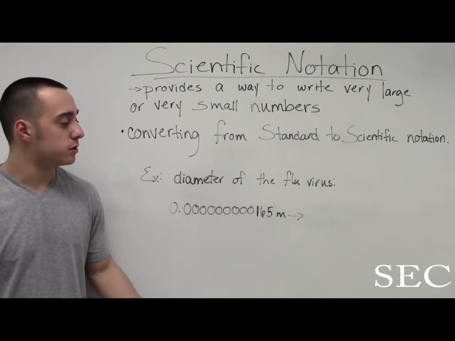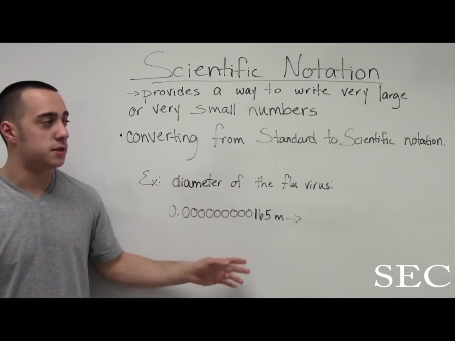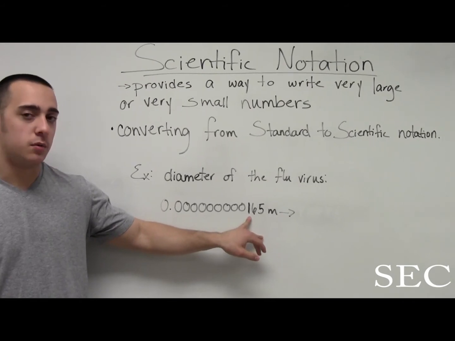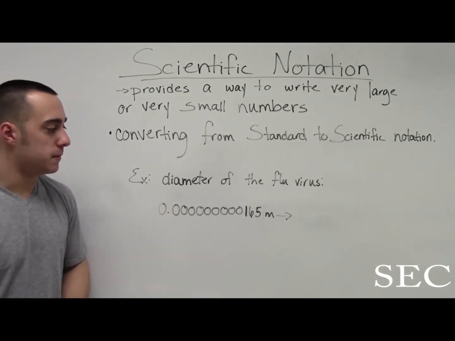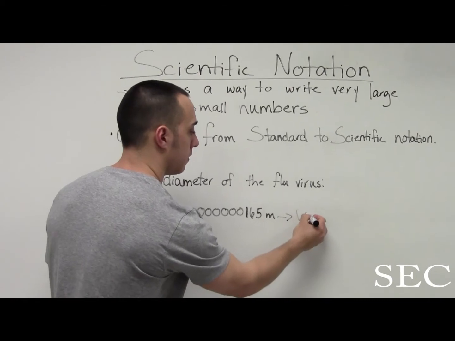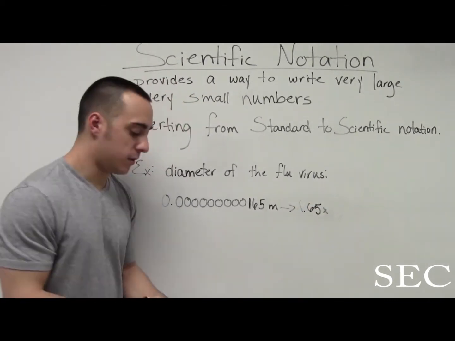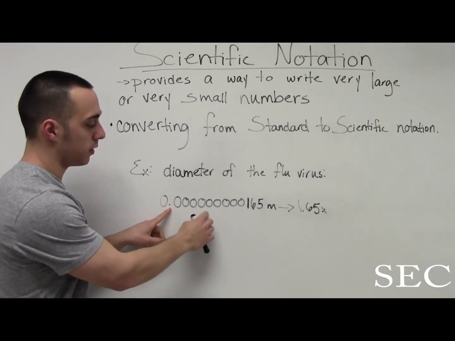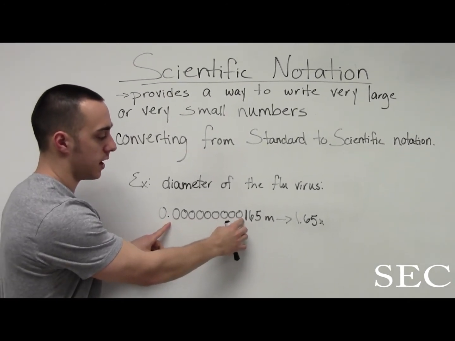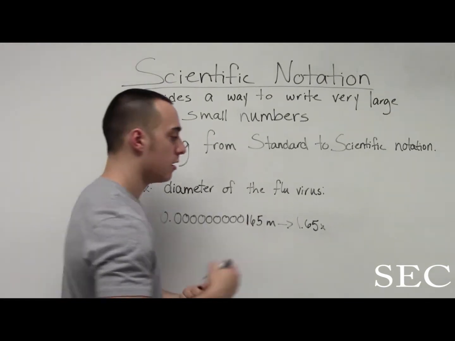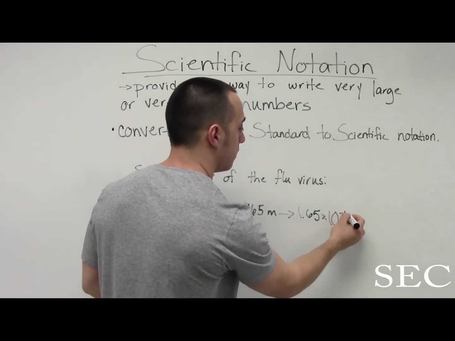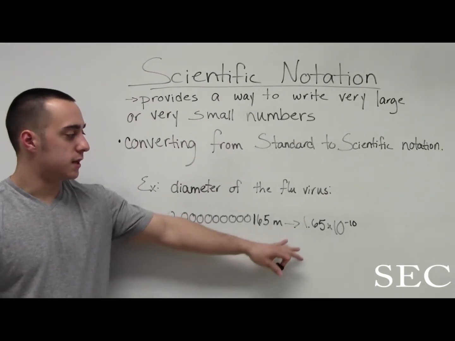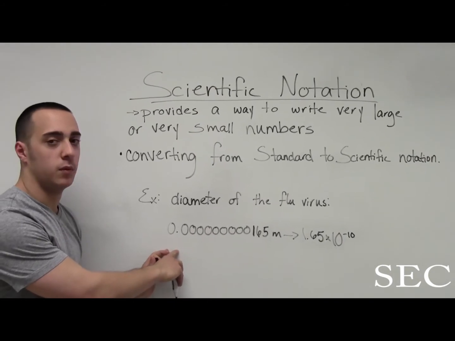In this example, we're going to turn a small number, the diameter of a flu virus, into scientific notation. We're going to start by locating our mantissa. Our first two non-zero numbers are 1 and 6. Therefore, our new mantissa will be 1.65. From there, we're going to count how many places you move the decimal point to get your exponent. 1, 2, 3, 4, 5, 6, 7, 8, 9, 10. Your exponent will now be 10. 1.65 times 10 to the negative 10. Your exponent is negative 10 because you took a small number into scientific notation, moving the decimal place from left to right.